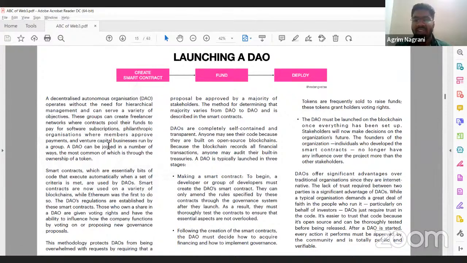Once everything has been set up, the stakeholders will make decisions on the organization's future. The white paper is written, the deck is there, and the objectives of that DAO are decided. Depending upon the objectives and white paper, the users engage with that DAO. If they are interested, they can go for it, buy their tokens, and that token can be considered as part of the ownership of the DAO.